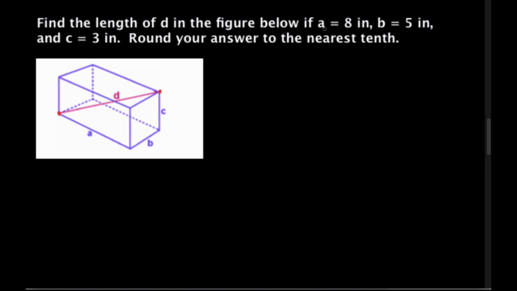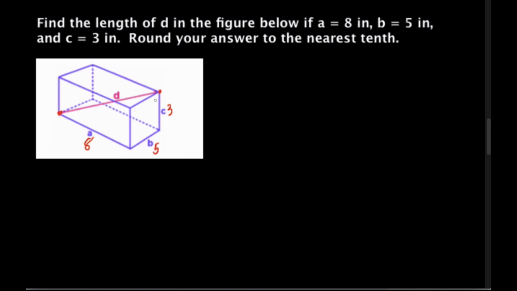All right. We know that a, the length a, is equal to 8. Length b is equal to 5. And length c is equal to 3. And we're going to round our answer to the nearest tenth. So we need to find length d. Now, if you notice, length d goes from one side of the rectangular prism to the other. It's the diagonal of the prism.